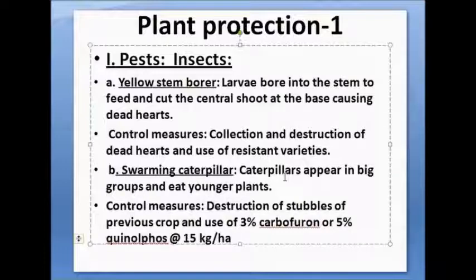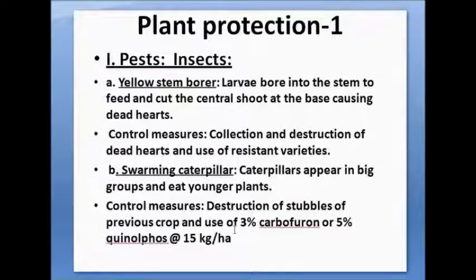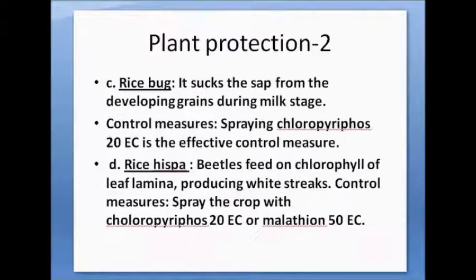Now this swarming caterpillar means this caterpillar, म्हणजे अळी, उंट अळी ज्याला म्हणतो, ज्याला खूप पाया असतात. So this swarming caterpillar gives sound, असा आवाज येतो, जसा भिंग्याचा आवाज येतो, त्यानंतर swarming. So this caterpillar, it consumes the entire plant. Control is same. We have to remove the affected plants, and we can spray 3% carbofuran or 5% quinophos at the rate of 15 kg per hectare.